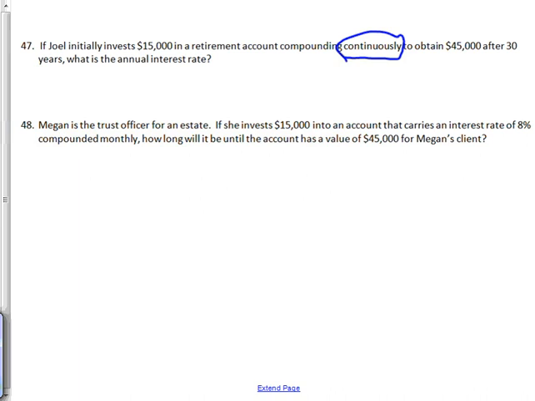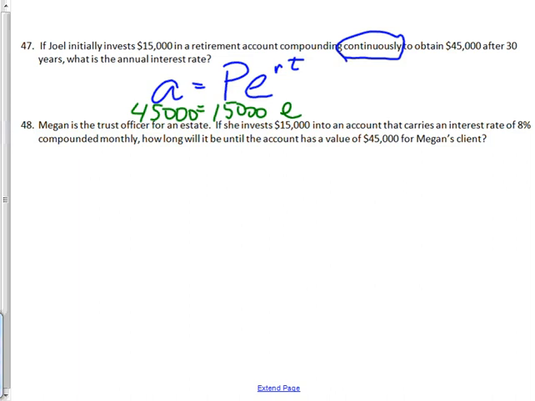Yes, it's not just PERT though. What does it say? A equals P, E to the RT. Yep. All right, so now I just need to stick the numbers in the right spots and it'll be a piece of cake. Or will it? So once you stuck in the 45,000 here, and the 15,000 here, and the E is just E, and then the R is, I don't know what that is. E I know, it's on the calculator, it's 2.7. And the T is time, which I do know, 30.